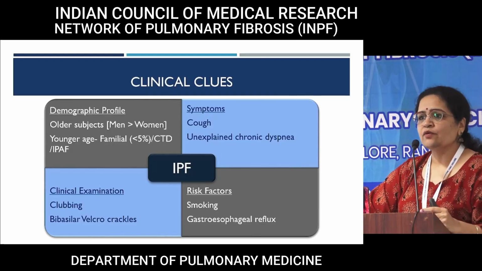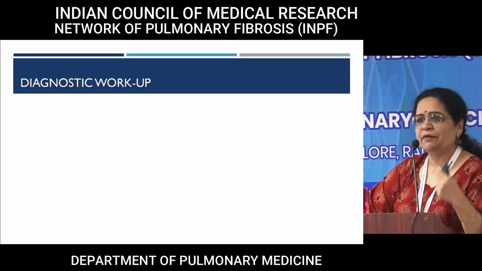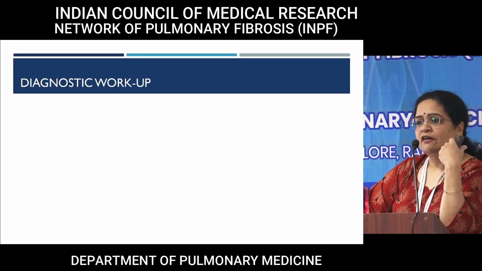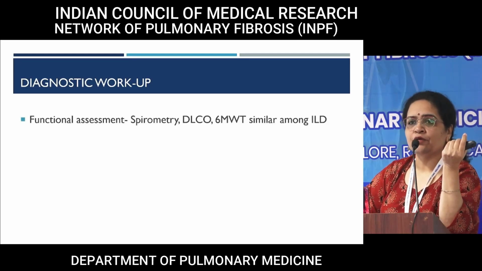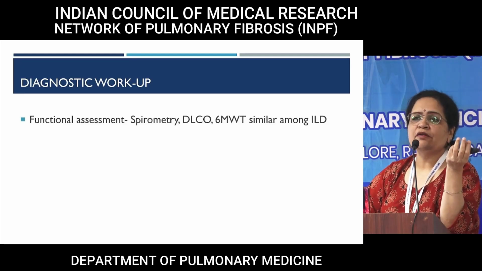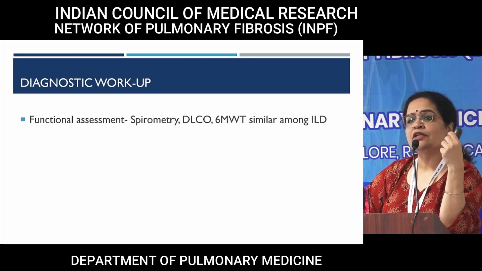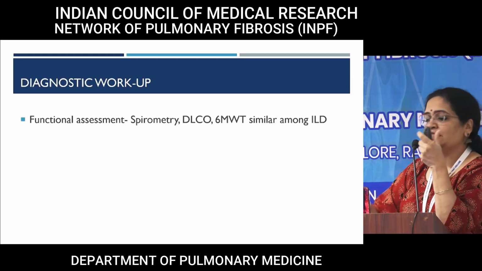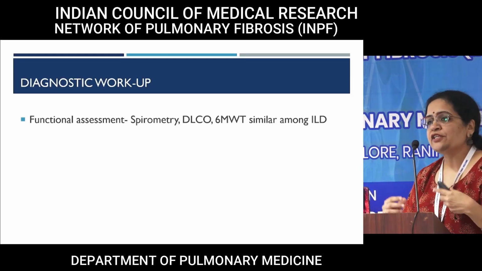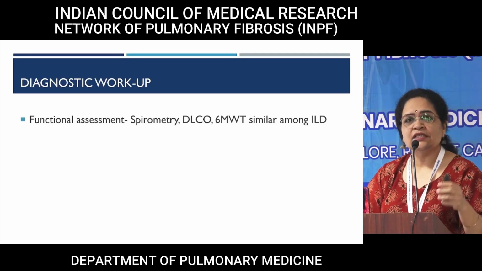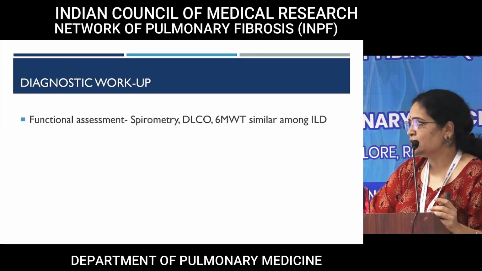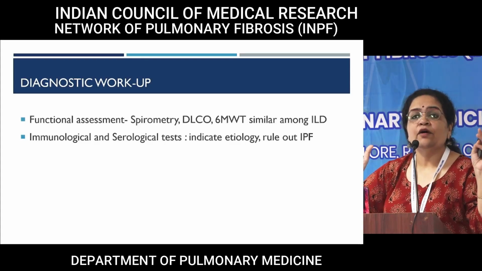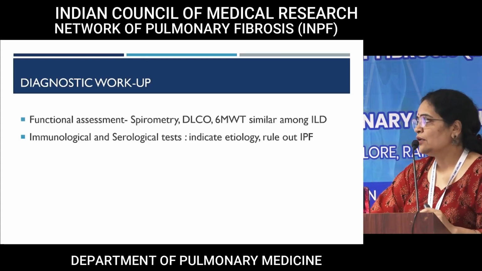So what diagnostic workup is recommended in people with IPF according to guidelines and what evidence has emerged? A functional assessment obviously we have to do, because we'll be putting these people on treatment and we need to know what treatment is doing or not doing. Is the disease progressing? So functional assessment consisting of a spirometry, DLCO, 6-minute walk distance. This is similar for all ILDs. Immunological and serological tests, because I said when all other causes have been ruled out.